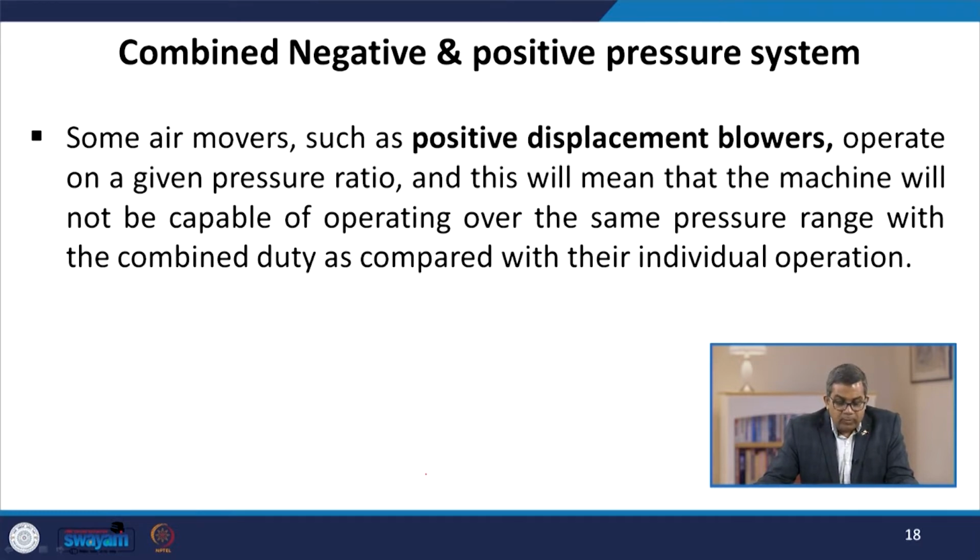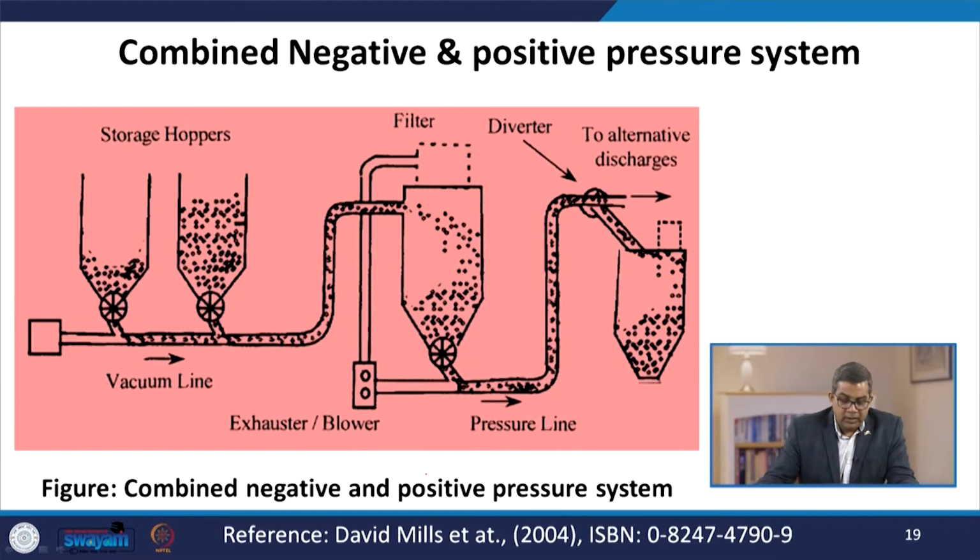Some air movers, like positive displacement blowers, operate on a given pressure ratio, and this means that the machine will not be capable of operating over the same pressure range with the combined duty as compared with their individual operation. Now, here you see the typical figure of a combined negative and positive pressure system.